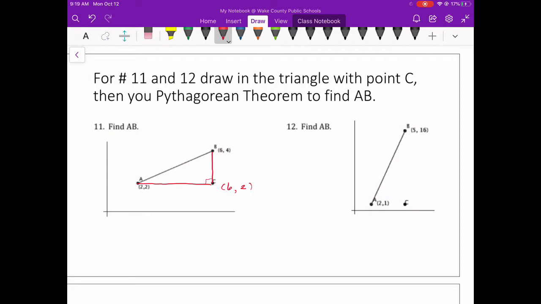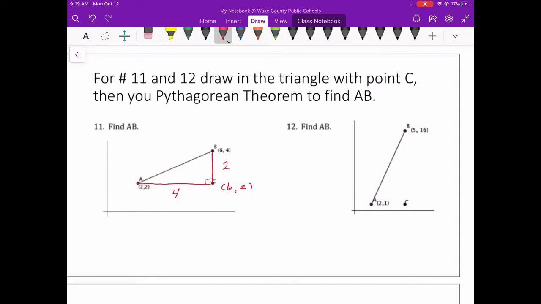And if you need to pause your screen and look at that for a second to make sure you understand, totally makes sense. And now that I know what the coordinates of C are, I can actually count the distance from B to C and from A to C. So if I count down from B to C, 4 down to 2, that's going to be 2 units. Okay? And then if I count from A to the right to C, from 2 to 6, that's going to be 4 units. And those two sides make up the legs of this right triangle.